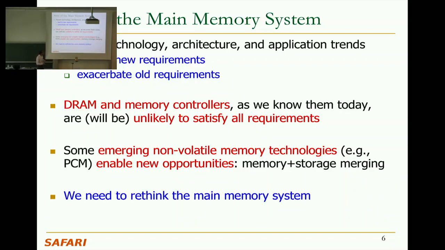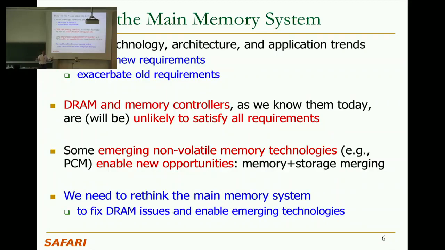So given these trends, I believe we need to rethink the main memory system and the systems that we're designing around it to fix the issues we're having with DRAM and to enable emerging memory technologies while satisfying all the requirements. Now, in this talk, we're going to focus a lot on this part. I'm not going to talk a lot about emerging memory technologies, but we're going to talk about in-memory computation, which is also an emerging memory technology, in my opinion, which could be applicable to something like phase change memory or DRAM, but we'll talk about that when we get to it.